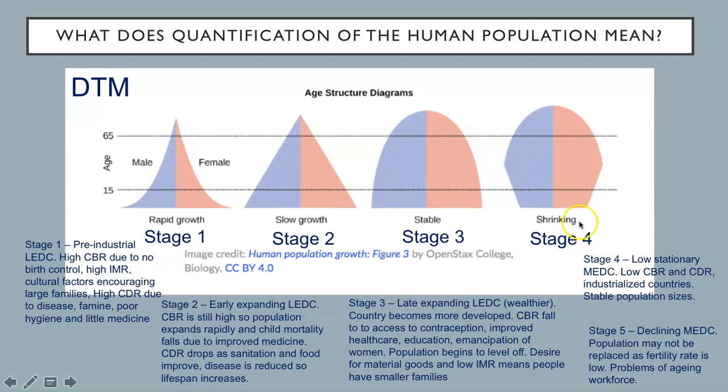Stage 4, low stationary, more economically developed countries, low birth rates and death rates, and these are industrialized countries, and you see stable population sizes. Stage 5, not depicted here, are declining more economically developed countries. The population may not be replaced as fertility rate is low. Problems include an aging workforce.